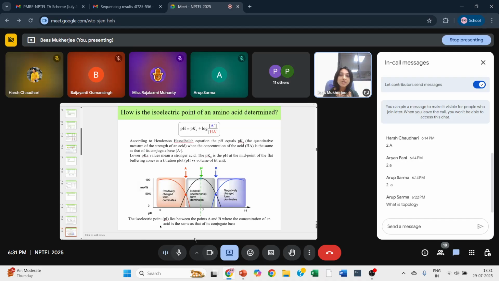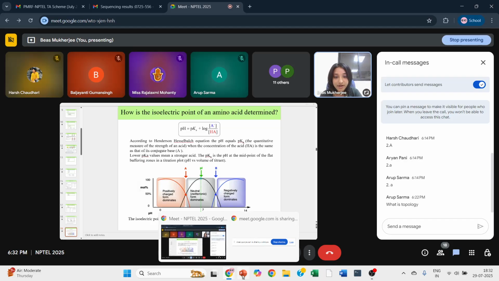Lower pKa value means stronger acid, and pKa is the pH at the midpoint of the flat buffering zones in the titration curve, that is pH versus volume of titrant. A graph is given where you see that initially at lower pH the positive charge dominates, then the neutral charge arises where you get the PI, and then the negative charge dominates.